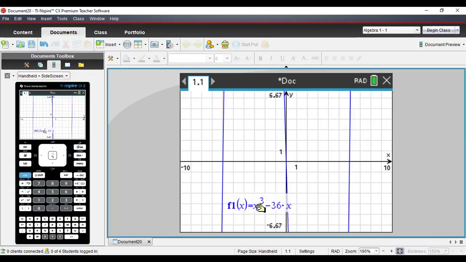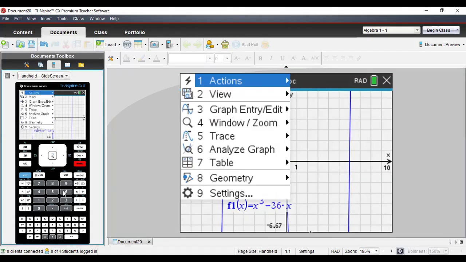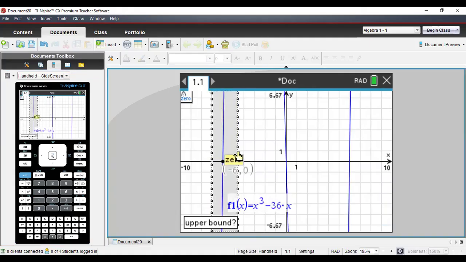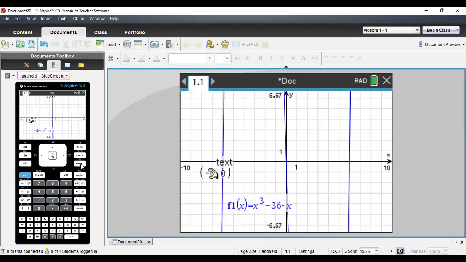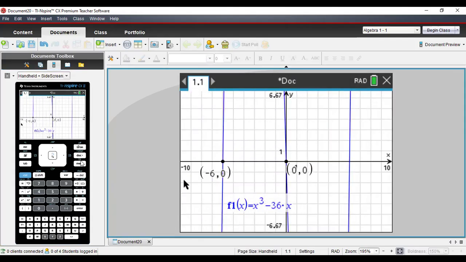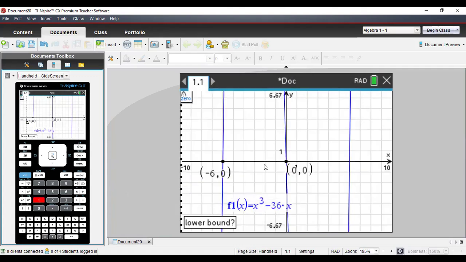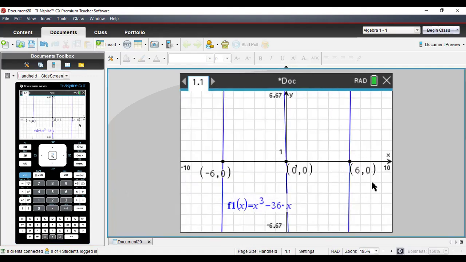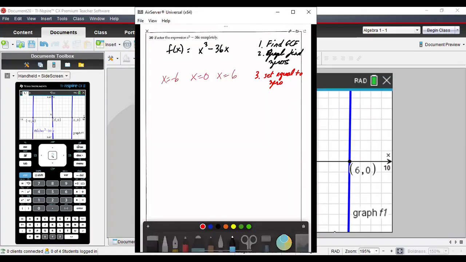You can see there's 3 zeros, so that means there's going to be 3 factors. So we're going to do menu 6 1. There's 1. Then we're going to do menu 6 1 again. There's 2. And then we're going to do menu 6 1 again, and there's 3. So those are our 3 factors. So I'm going to write those down: x equals negative 6, x equals 0, and x equals positive 6. So if I go to my paper now, I'm ready.